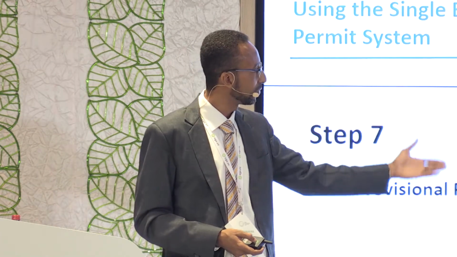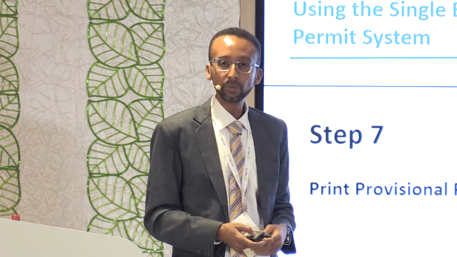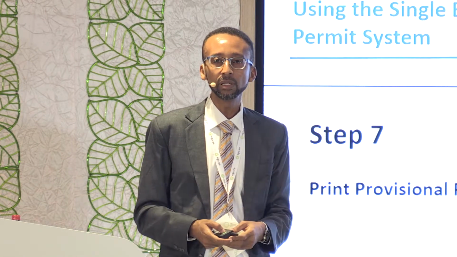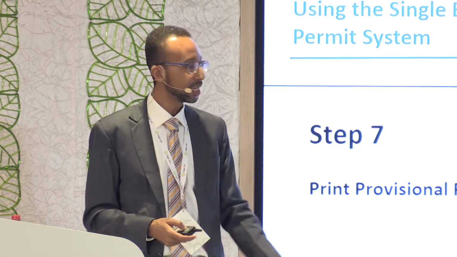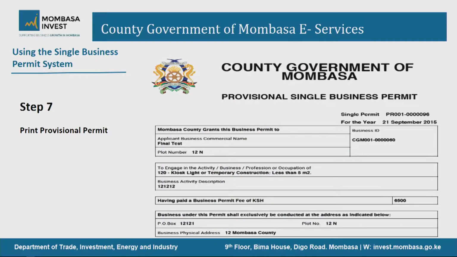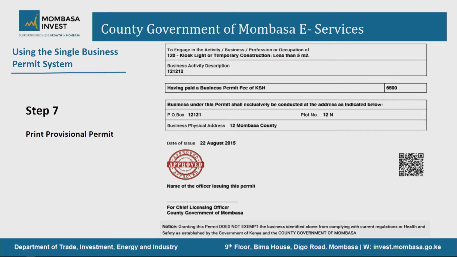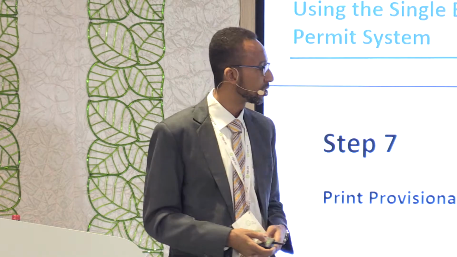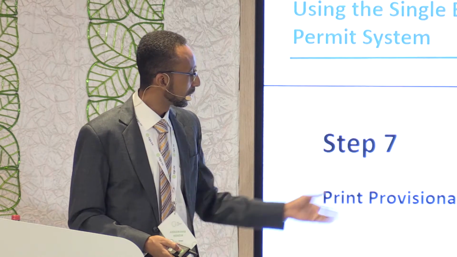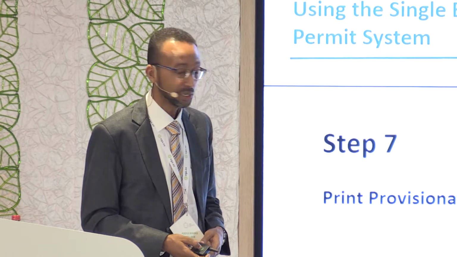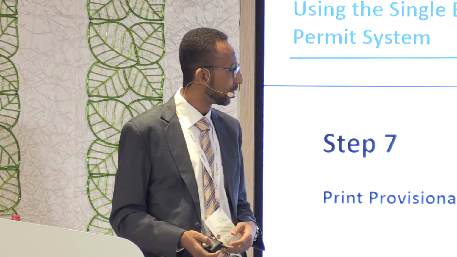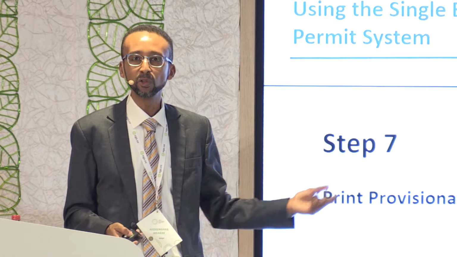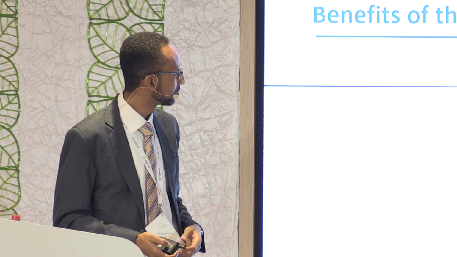On the top side of it, it will reflect a provisional permit. All the areas that have been filled at the application stage will be highlighted on the permit itself. And this is the bottom side of the permit, on which we have been able to provide a QR code to authenticate with our database that indeed the permit issued is genuine. And it has an automated signature of the Chief Licensing Officer, so you don't have to see the Chief Licensing Officer for them to sign on your behalf.